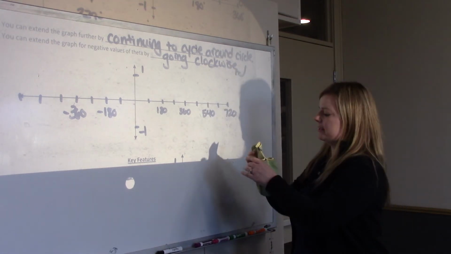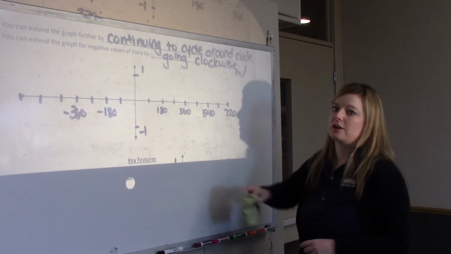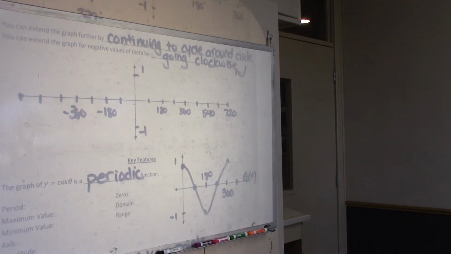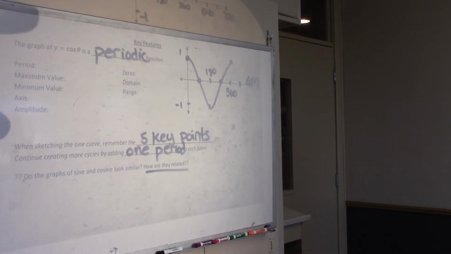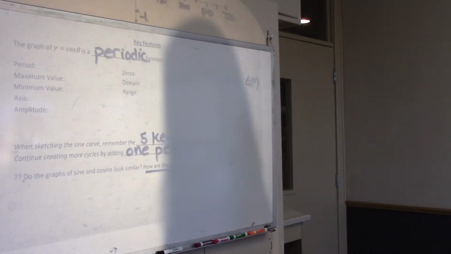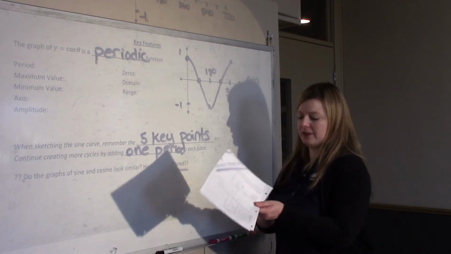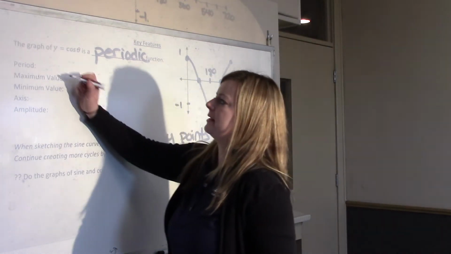Thinking too, how does this relate to the sine curve? What's the same, what's different? So many of our key features are the same. However, there are a few differences. Okay, first of all, the period is the same. It takes 360 degrees to complete one cycle.